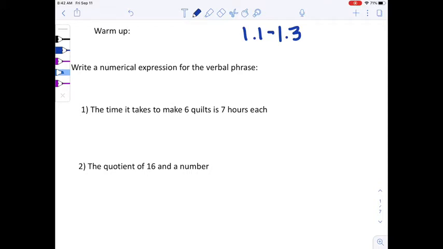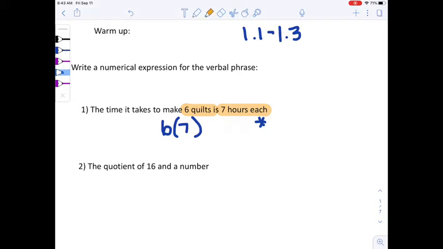The first couple problems say to write a numerical expression for the verbal phrase. So, turning these words into numbers. Number 1 says the time it takes to make quilts is 7 hours each. So we have 6 quilts at 7 hours each. Well, we know that the word each is multiplication.